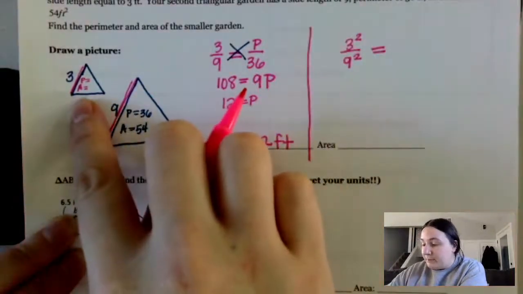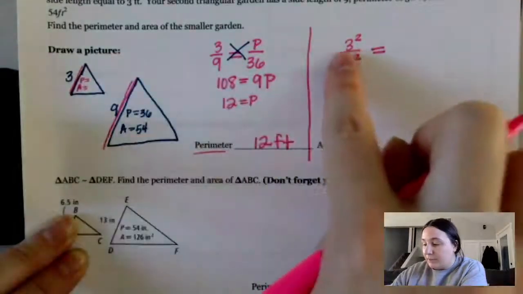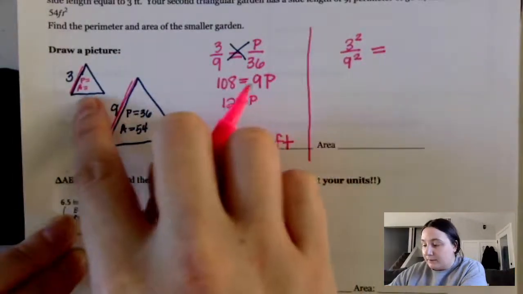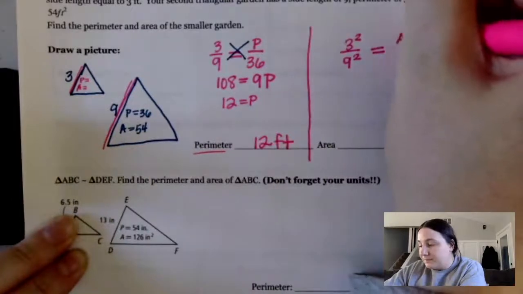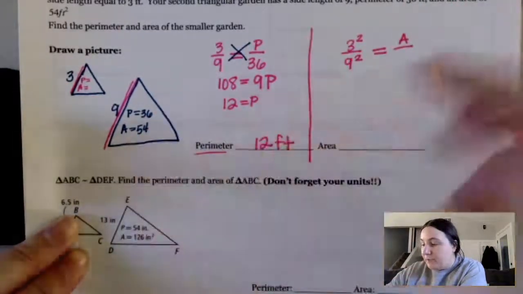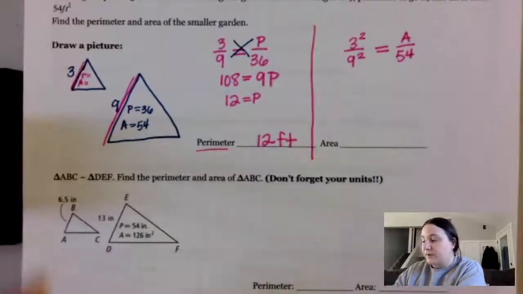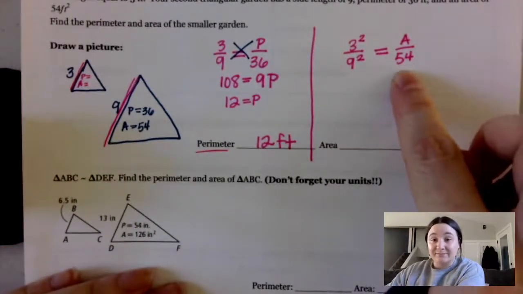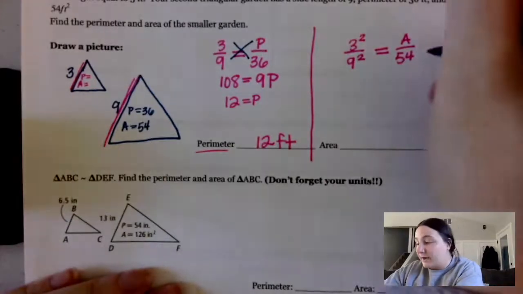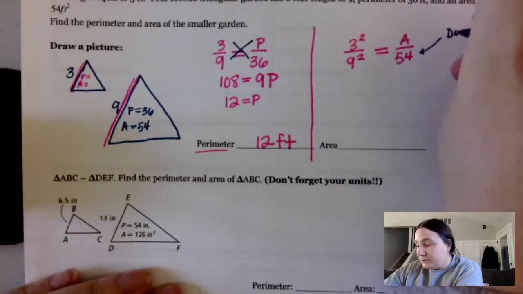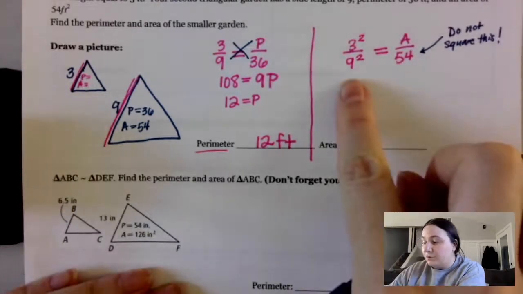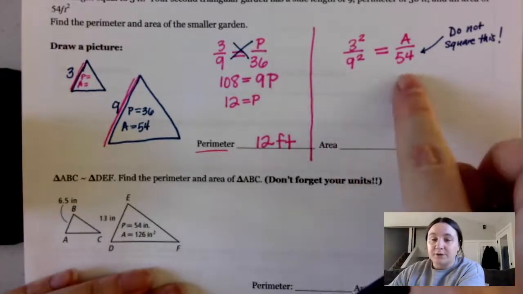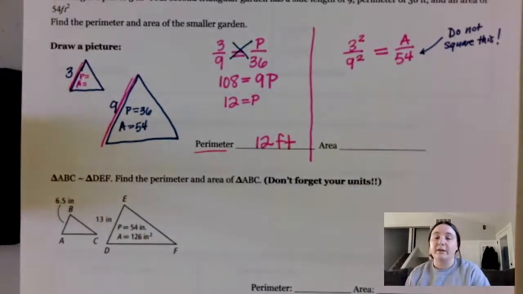And then again, for my smaller triangle, the one with 3, which is my top shape, the area is missing, and the bottom one is 54. Do not square this. Don't square this. This is already squared. It is already the area. So do not square this. You only square your actual ratio. Do not square the area that they give you.